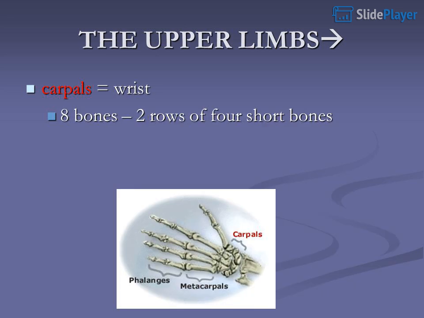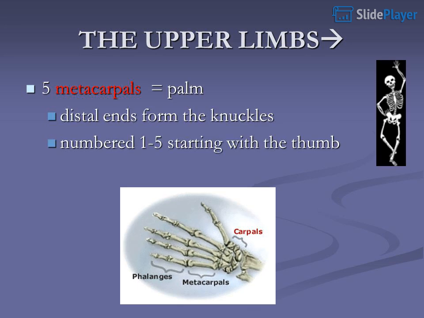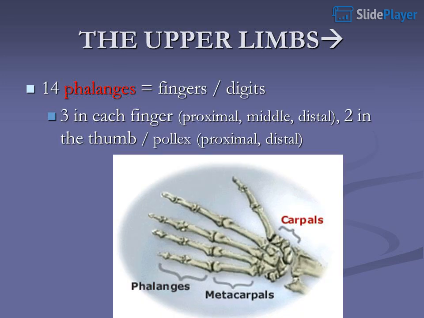The upper limbs. Carpals equals wrist. 8 bones, 2 rows of 4 short bones. The upper limb's 5 metacarpals equals palm, distal ends form the knuckles. Numbered 1 to 5 starting with the thumb. The upper limb's 14 phalanges equals fingers, digits. 3 in each finger: proximal, middle, distal. 2 in the thumb, pollex: proximal, distal.